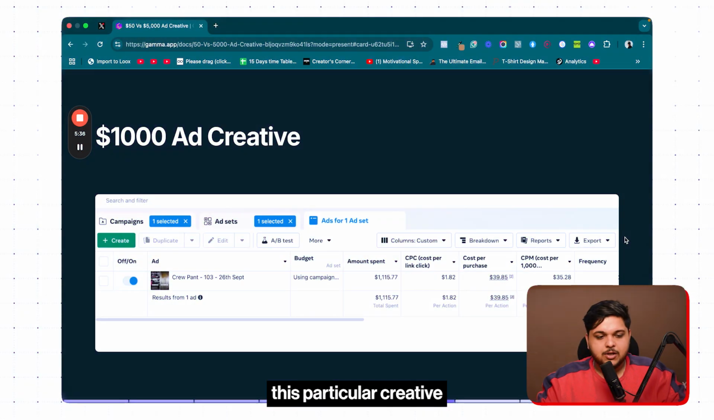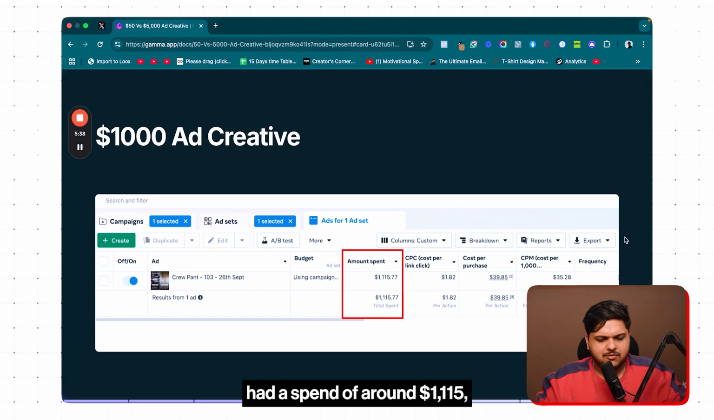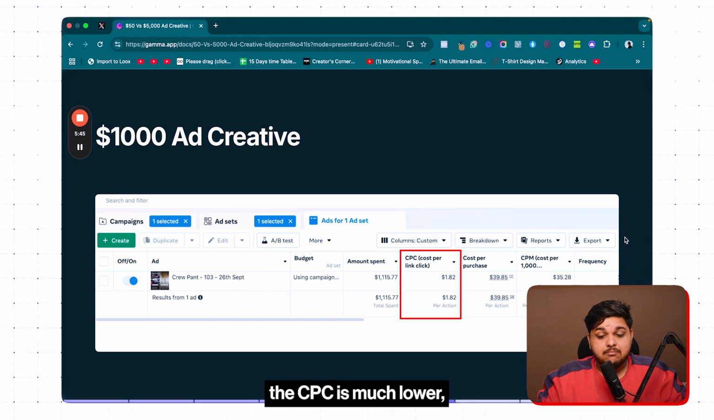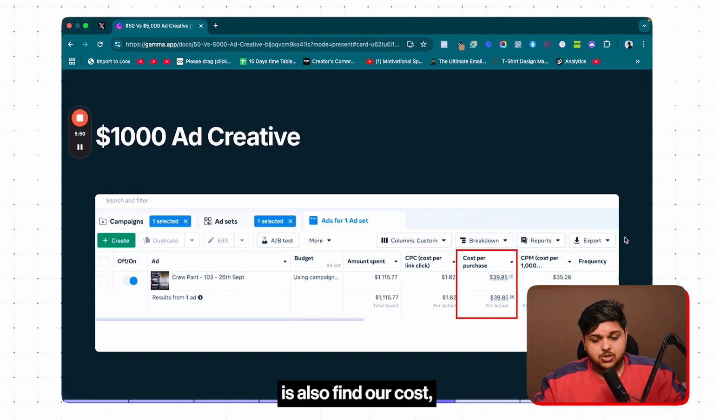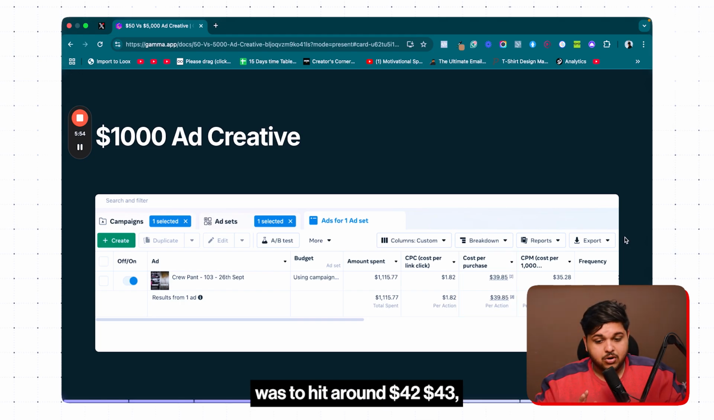So if you see, this particular creative had a spend of around $1,115. The CPC is much lower, which is $1.82. That is cool. And cost per purchase is also fine. Our cost per purchase KPI or target was to hit around $42, $43. So $39.85, I'm happy with that. So $39.85 cost per purchase was there.